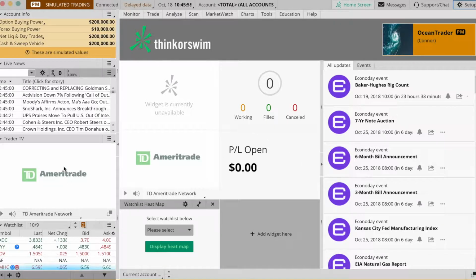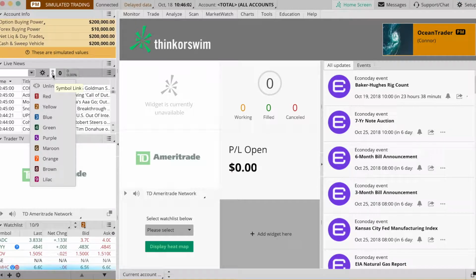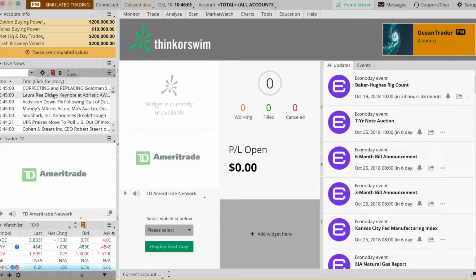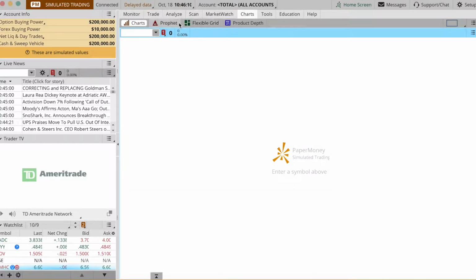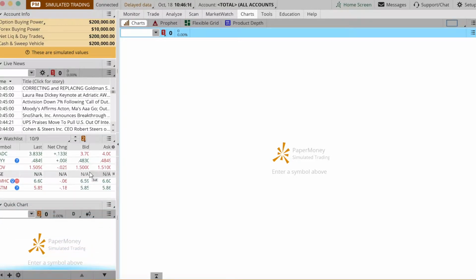The next thing I'm going to do is come in and see these little links right here. This is one of my favorite things about this. It allows you to link several different gadgets and windows and tools together. So I'm going to change that to link red, come over to charts. This is already there, but link red. And then I'm going to get rid of Trader TV because I don't use that. And I'm going to change this watch list to link red.